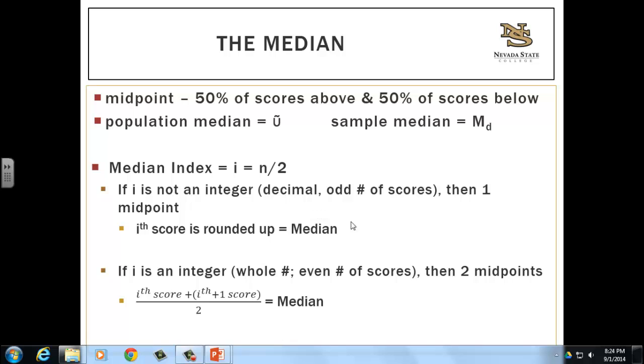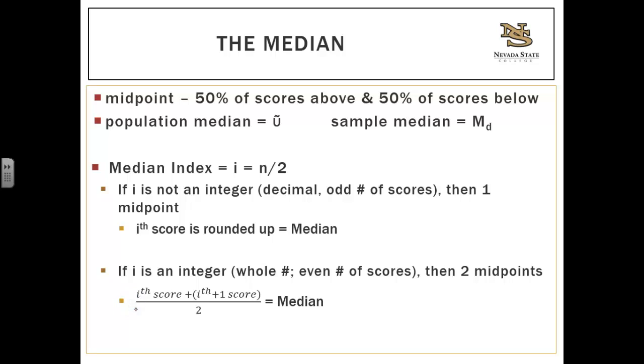Or if you're working with a population, you could say that I is equal to uppercase N divided by 2. So remember, just like with the percentile location index, if you calculate I and you get a non-integer or a decimal, which happens when you have an odd number of scores, then you just have one midpoint. You take I, you round it up, that's the location of your median. If you get an I that is a whole number, then you want to look at the score at that location and the score just above it, and then divide those two scores by 2.